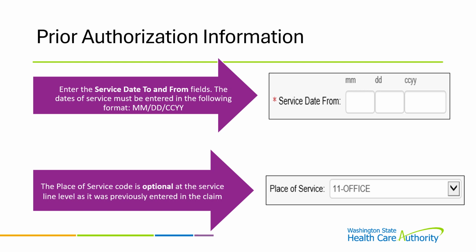The date the interpreting took place is the to and from service date. Be sure to enter them in the required format: month, day, century, and year. You do not need to select the place of service, as this was done previously at the claim level section.